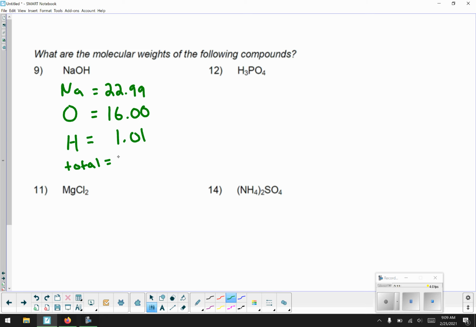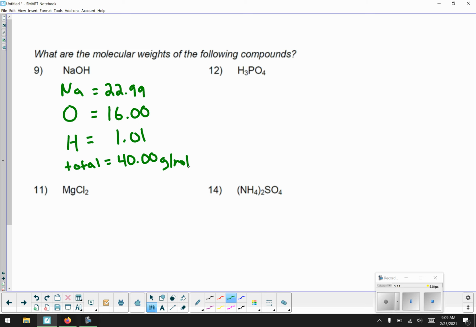If you total those up, you end up with 40.00. And the unit for molar mass is grams per mole, because that's how many grams are in 1 mole of that thing. So sodium hydroxide, NaOH, weighs 40 grams per mole. If you have 40 grams of sodium hydroxide, you have 1 mole. Let's go on to the next thing.